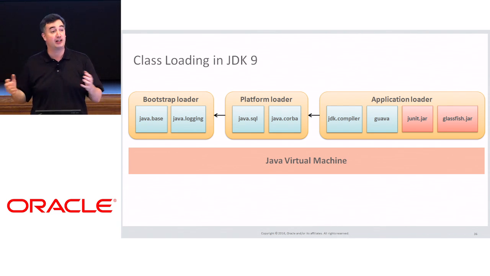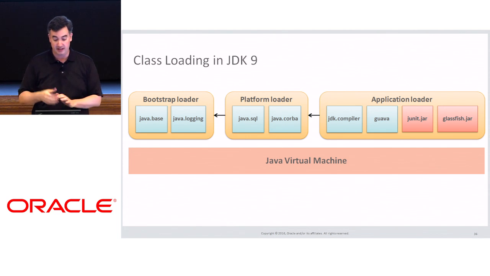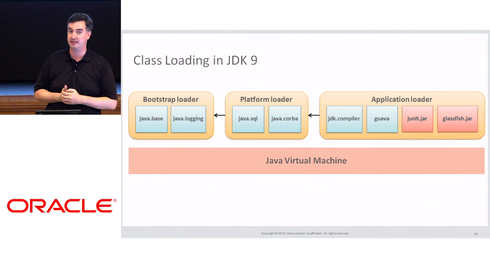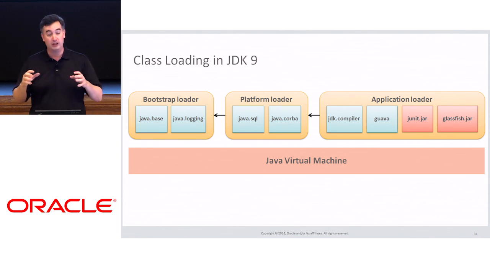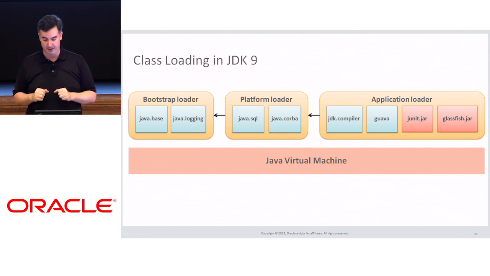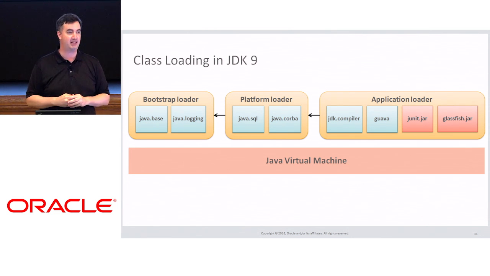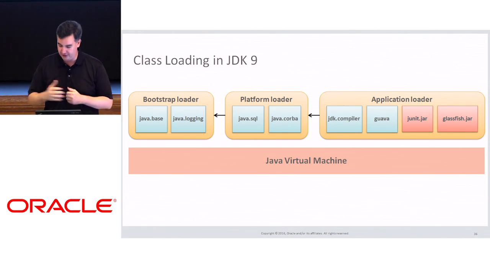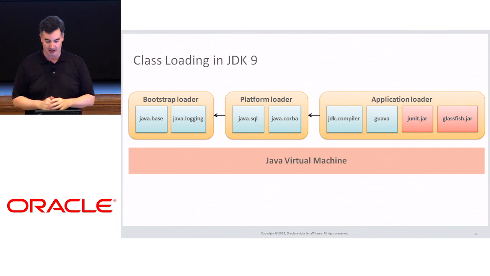Now, the application loader is then responsible for everything else. A number of JDK tool modules, such as the JDK compiler, have their classes defined by the app loader. All classes in modules on the module path, whether they're in a modular jar or in an automatic module, like guava from before, are defined by the application loader. All classes on the class path in traditional jar files like junit.jar and glassfish.jar are defined by the application loader.